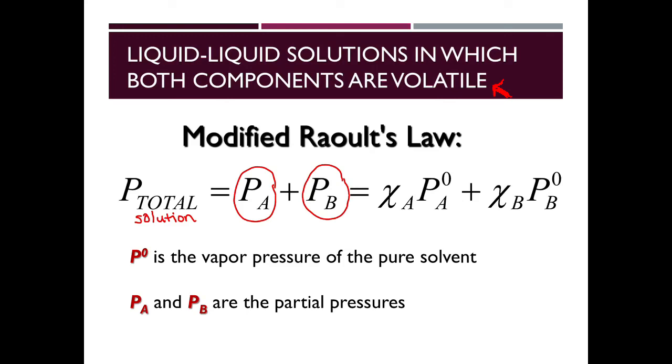Okay. And then if you had 3 things mixed together, you could do mole fraction of C times the normal vapor pressure of C for as many things as you have. Usually you just do 2 though. So this is for the modified Raoult's law. This is if both are volatile. And like I said, usually if both are volatile, both are probably liquids.